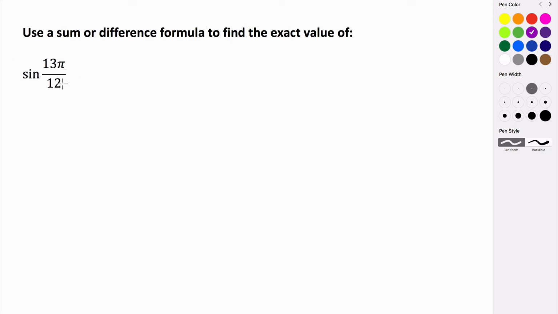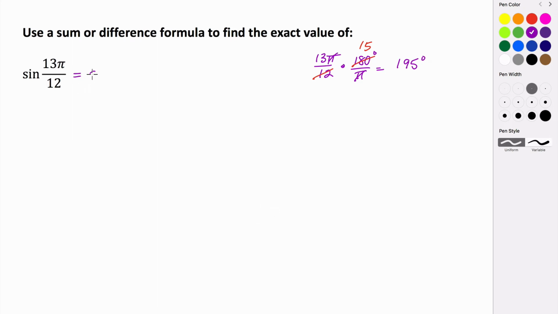What I would suggest in this problem, unless you feel really comfortable with your radian measures, is changing 13 pi over 12 into degrees, and then we can find two angles that we can either take the sum or difference of. So if you recall, to turn 13 pi over 12 into degrees, we multiply by 180 degrees divided by pi. So the pi cancels. 12 goes into 180 15 times. And then 13 times 15 is 195. So we get 195 degrees here.